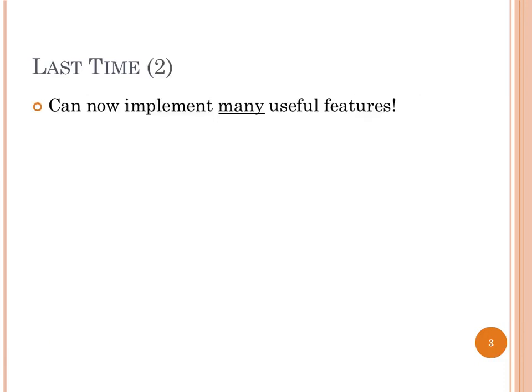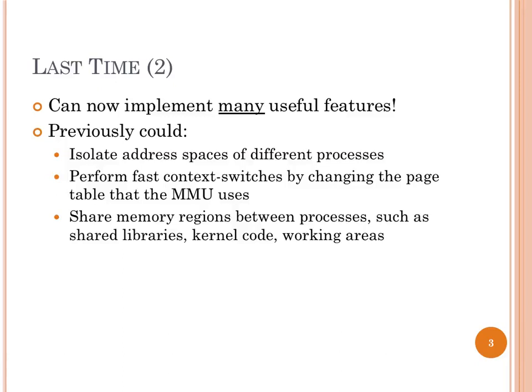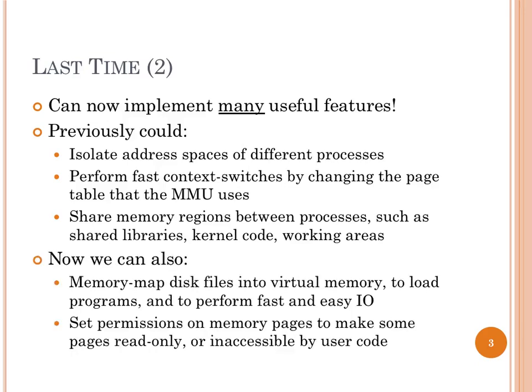Okay, let's see, what else? We can implement lots of fun features. Remember that we already talked about address space isolation. That is essential. If you're going to build an OS, you have to have address space isolation. Context switch is fast. Yay, we're happy about that. We talked about all of this last time as well.